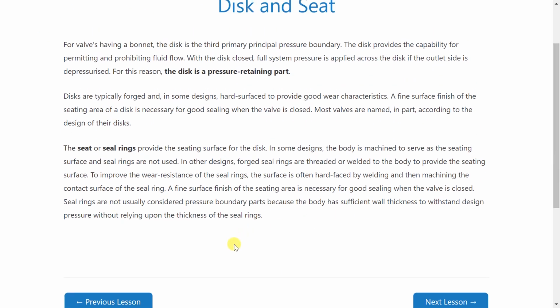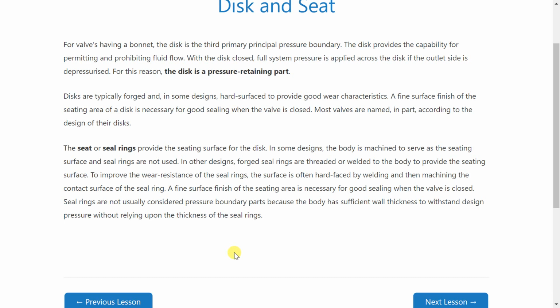Discs are typically forged and, in some designs, hard surfaced to provide good wear characteristics. A fine surface finish of the seating area of a disc is necessary for good sealing when the valve is closed. Most valves are named in part according to the design of their discs.